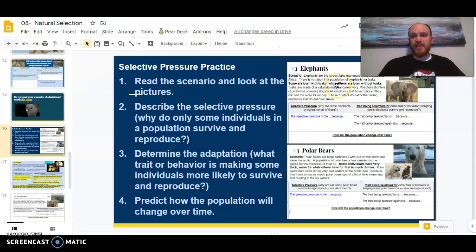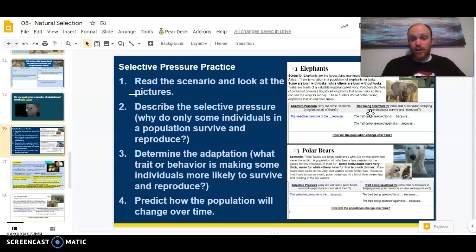These pictures over here are the slides coming down. There are 4 practice problems. For each one, I want you to read the scenario, describe the selective pressure, which is why do only some individuals in a population, some zebras, some lions, some giraffes, survive and reproduce? Number 3 says determine the adaptation. That means what traits are being selected for? What traits, maybe physical traits or behaviors, are making it more likely that some individuals will survive and reproduce and others not so much?